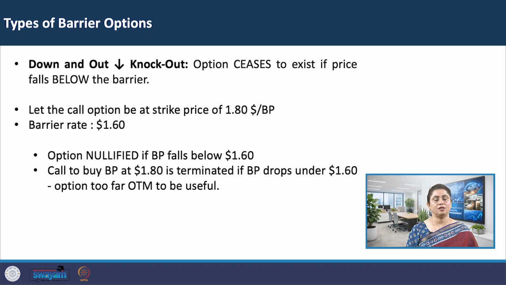Type 3, that is down and out call. Down and out, which is called knockout, is the option that ceases to exist if price falls below a barrier. Let the call option have a strike price of $1.80 per British pound and the barrier is $1.60 per British pound. The call is nullified if the British pound drops below 1.60. The logic is that if the British pound weakens so much, the call is too far out of the money to be useful, and the option terminates rather than becoming a drag on the holder.